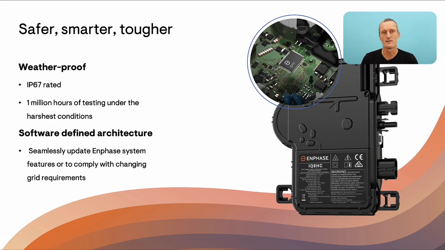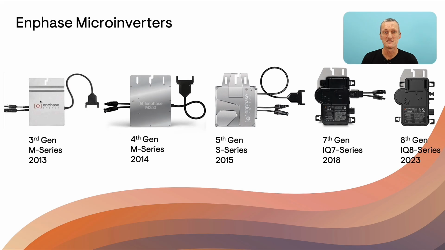They're weatherproof and IP67 rated, with 1 million hours of testing under the harshest of conditions. It's a software-defined architecture that seamlessly updates to add Enphase system features or to comply with the ever-changing requirements of the grid. And you can see here a quick look at the range of generations of microinverters that have been installed in Australia and New Zealand throughout the past decade.